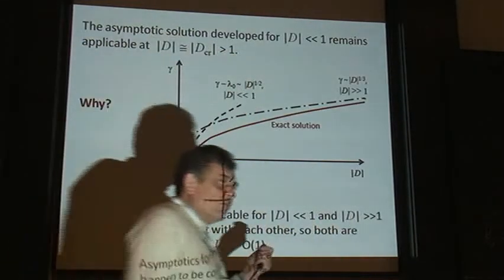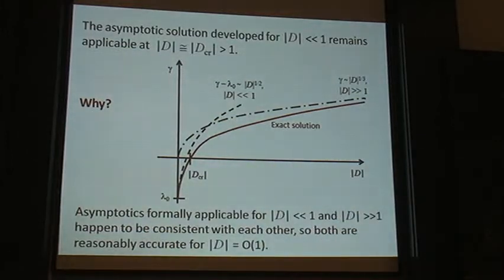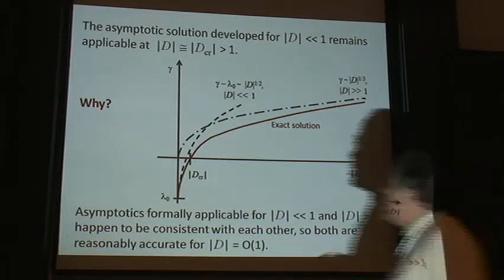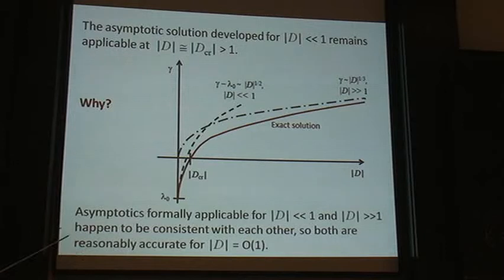And this happens with many asymptotic solutions. They are much more accurate, even beyond the range of formal applicability. Probably what happens is the following.